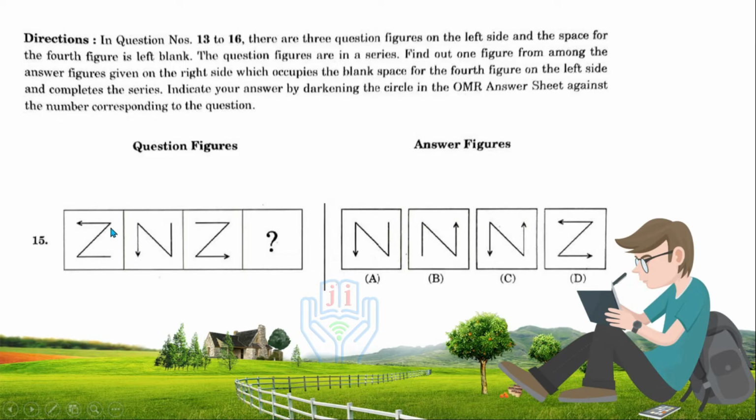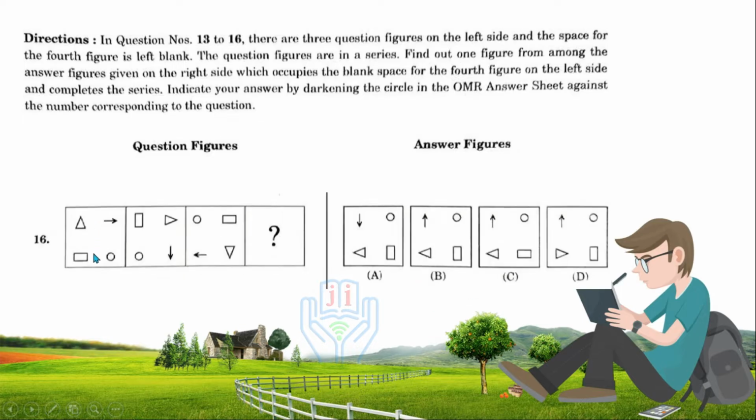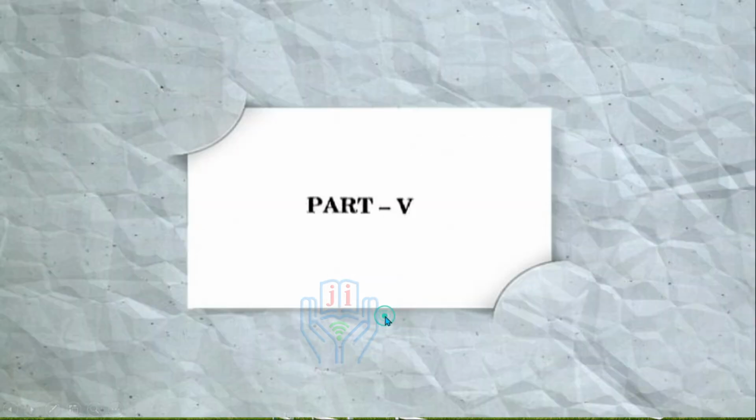Z is anti-clockwise. Arrow anti-clockwise. So on the right side it will be the arrow. Answer is B. This one: triangle, rectangle, circle and arrow. This is clockwise. Check the clockwise figure in these 4 options. Answer is B. Next question.